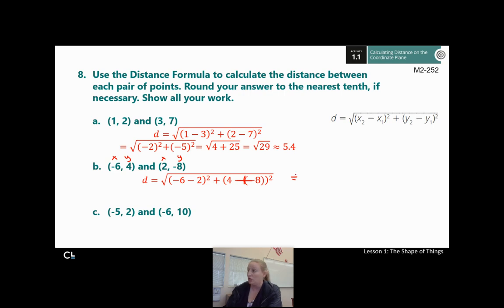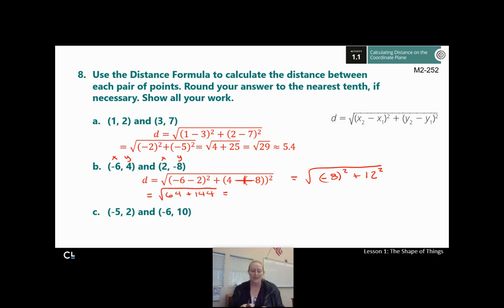Negative 6 minus 2 is a negative 8. So that's going to get squared. Plus 4, now it's 4 plus 8 because our double negative became a positive. 4 plus 8 gives me 12, and that's going to get squared. Negative 8 squared becomes a positive 64, and 12 squared is 144.